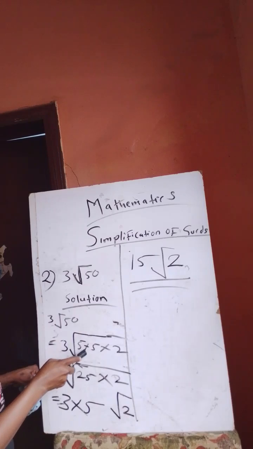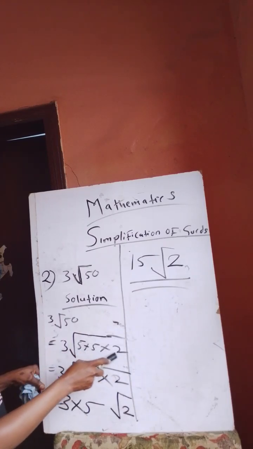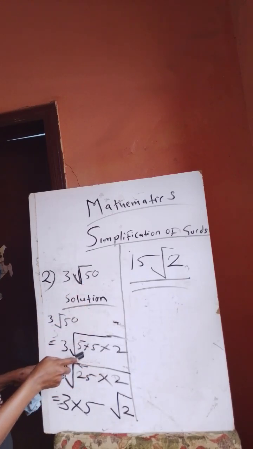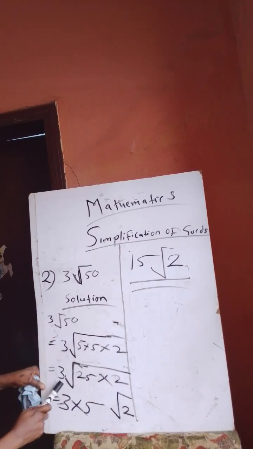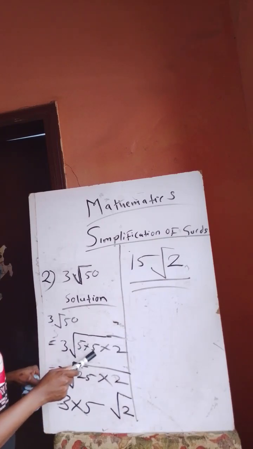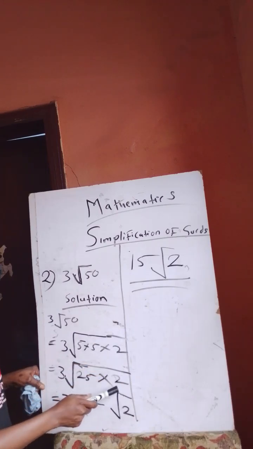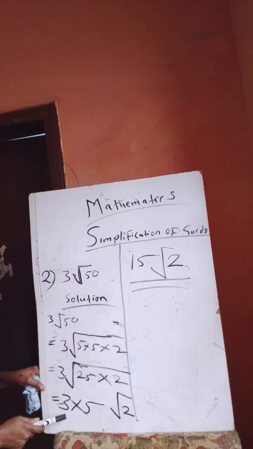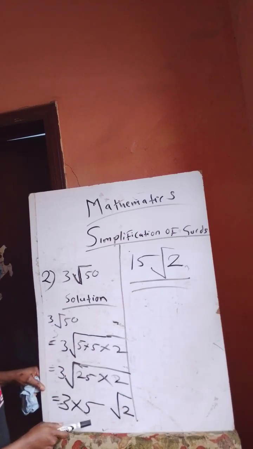When you multiply this together, you get your 50. So you bring down your 3, this your 3 now, down here. You now say 5 times 5 is 25 times this 2. Bring it down. You don't forget your 3. What is the square root of 25? It's going to give us 5.